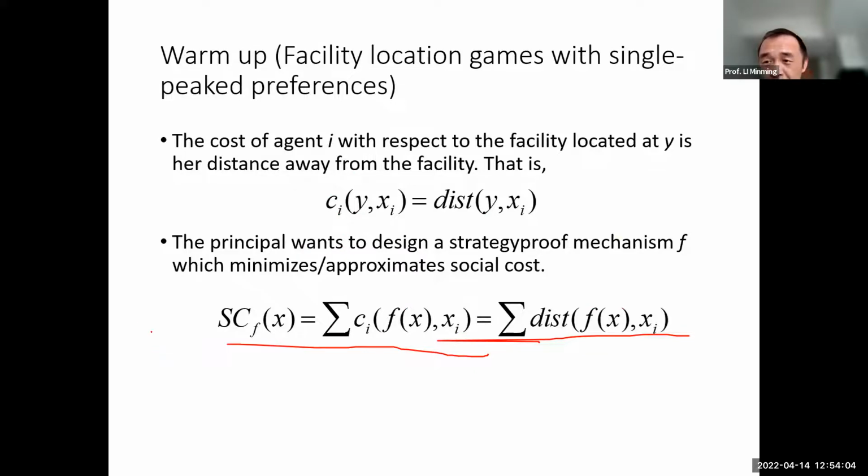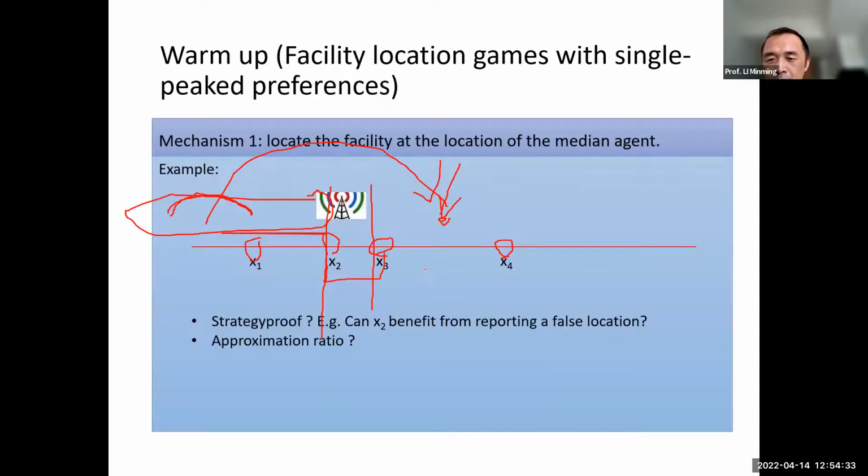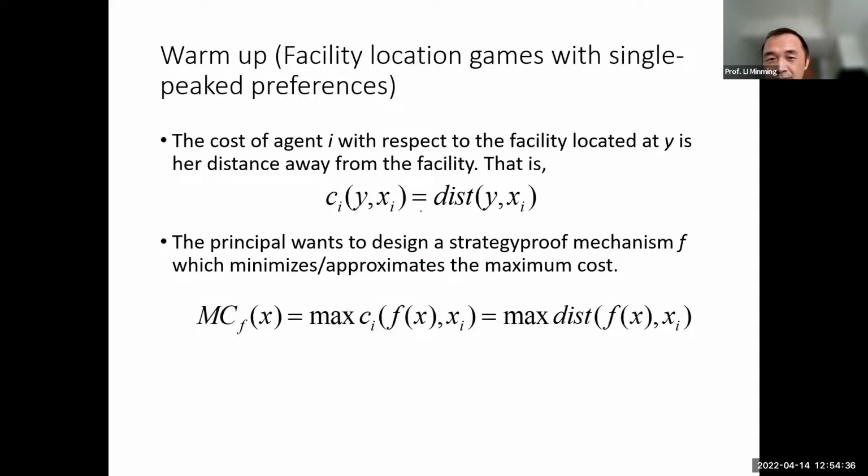The definition of social cost is the sum of the costs of all the agents, right? And what's the cost of an agent? It's just the distance from that agent's location to the facility's location. Is it clear? So for everyone, the distance to the facility is the cost, and the social cost is adding up all these distances for each agent. Similarly, the max cost means the maximum of all the agents' costs.